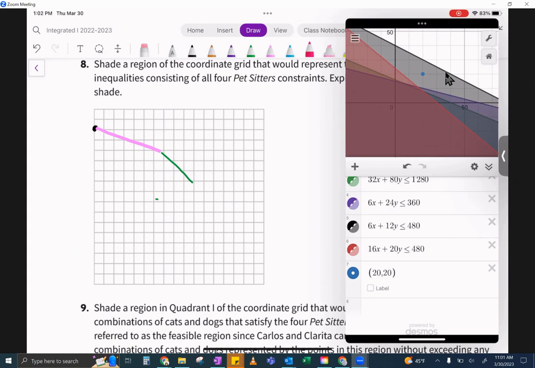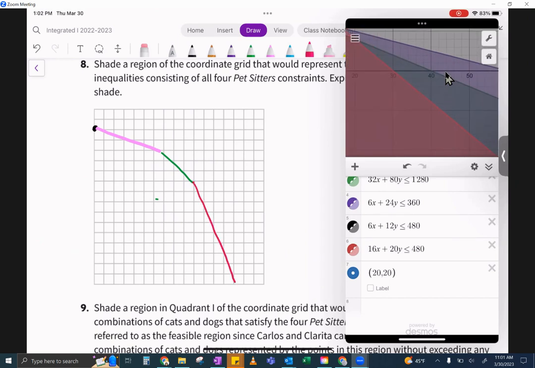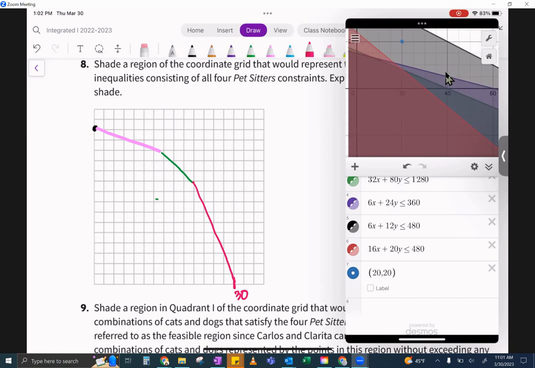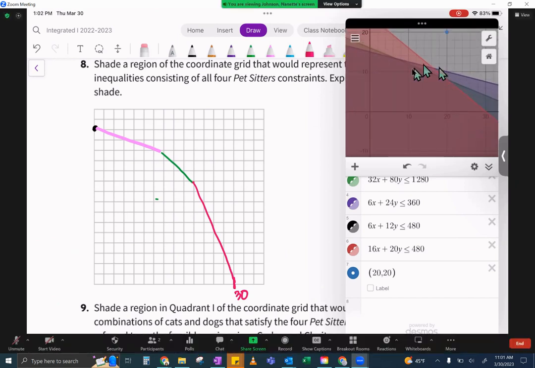Let's see, there. And then I go all the way down to, what number is that? So that's 30. Whatever, this goes down to 30. And I'm just going to write this as 30. Do you guys all see this region right here? This is my solution set.